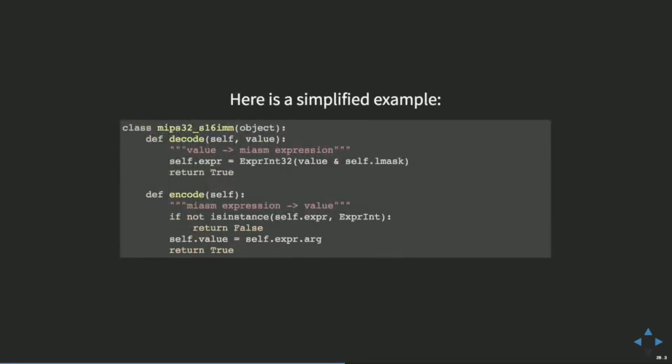So here's a simplified example of the immediate. It's almost what you will find in the MySM source code. This object has a decode function, and the decode function will take a value from the binary and return a MySM expression. In this case, that's an integer. Encode is the other way around. It's taking the internal MySM expression and returning the value that will be encoded in the binary expression.